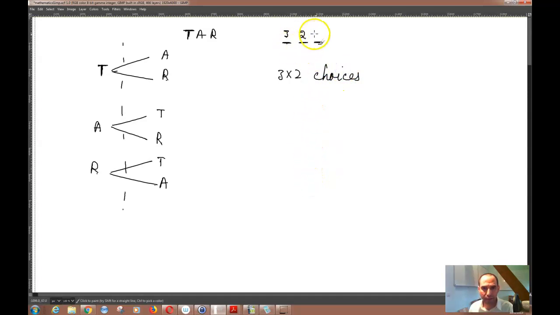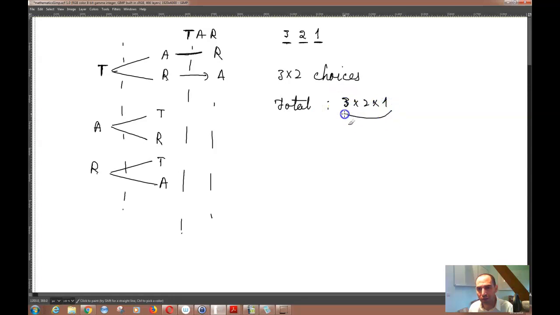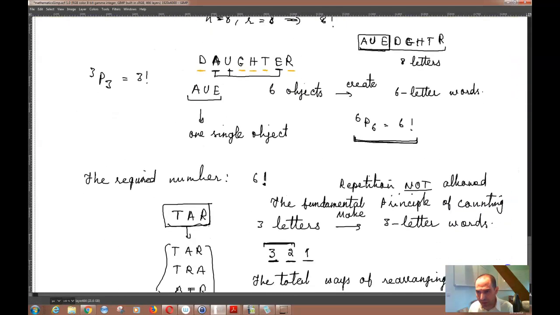Right? And then again, if you just keep going, relative to each of these choices, you would get only 1 choice. So that would be, for example, TAR, TRA, and so on and so forth. And so you would get 1 choice over here, and that means in total you have 3 times 2 times 1 choices, or you could say 3 times 2 times 1 arrangements. Right? So that's why I multiply here.